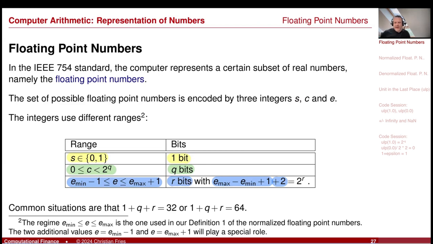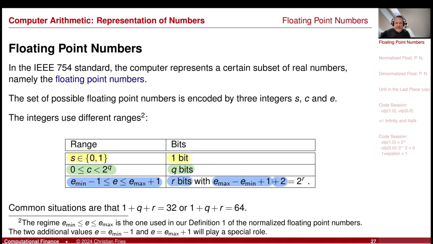So usually I can use 32 bits to encode the number, or 64 bits to encode the number. 32 would be single precision floating point, 64 double precision floating point. How many bits we choose, or the standard chooses, is a matter of choice. There I have a small table, but it's maybe not important now for the definition of the floating point numbers.